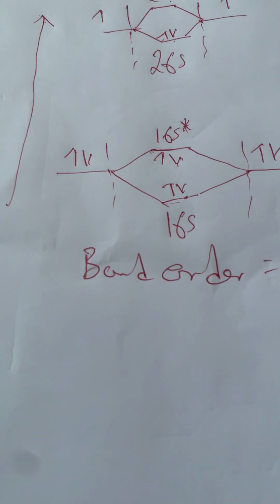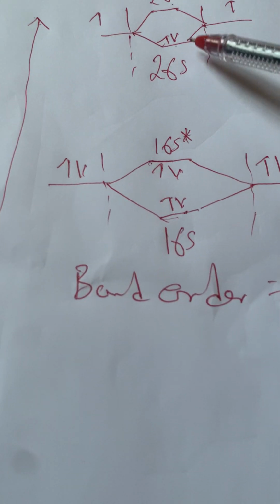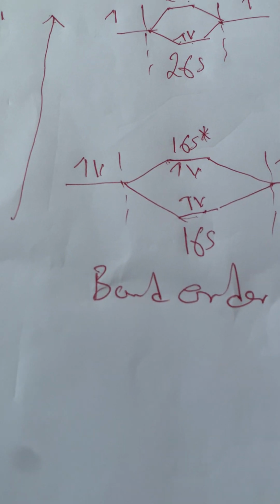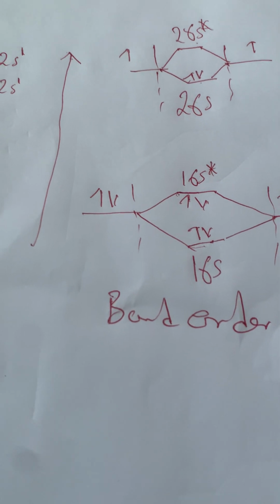So now let's check whether the molecule is paramagnetic in nature or diamagnetic. So you can see all the electrons are well paired. So there's nothing like a single electron. So it is diamagnetic in nature.